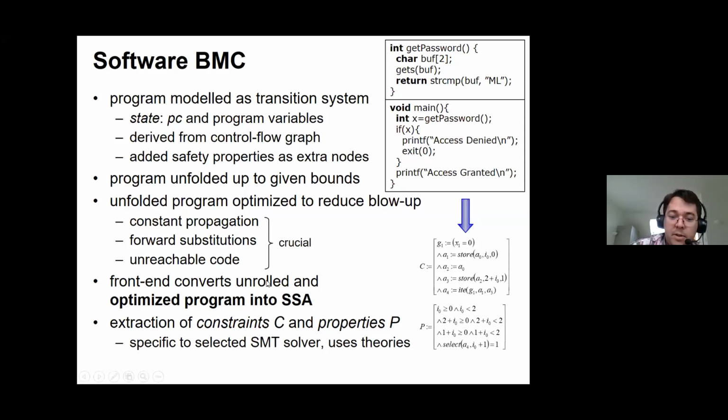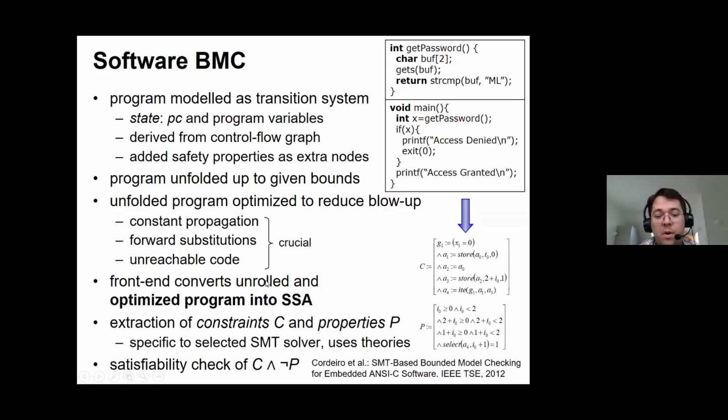And then we build a formula, right? That is the conjunction of the constraints and the negation of the properties. And then we want to check for satisfiability, right? So in this particular technique, what we want to do is find property violations up to the bound K. Okay, so I have prepared one example here just to give an intuition of how we verify programs with this technique.